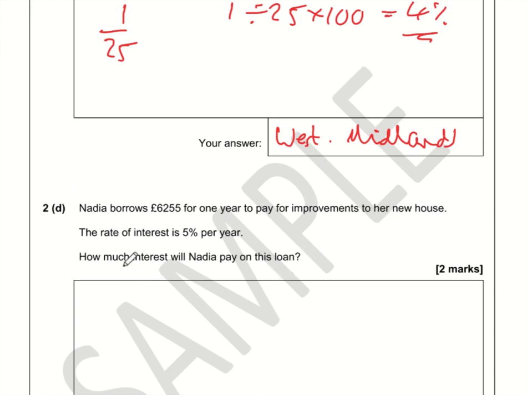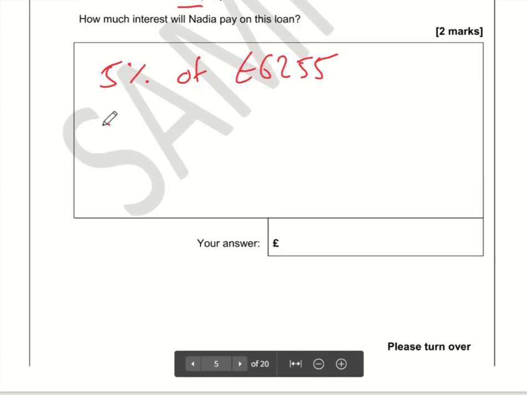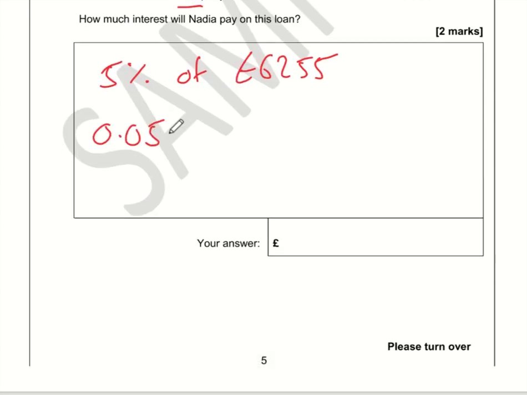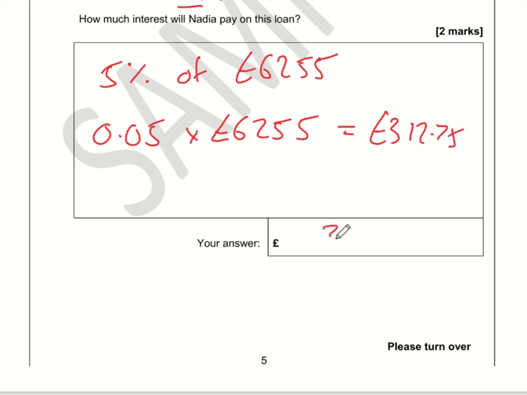Okay, so how much interest will she pay on the loan? Well, if it's 5%, we need to work out 5% of 6,255. The calculation for this is 0.05, the percentage multiplier for 5%, times 6,255, and 0.05 times 6,255 is £312.75. So that is the interest on the loan.